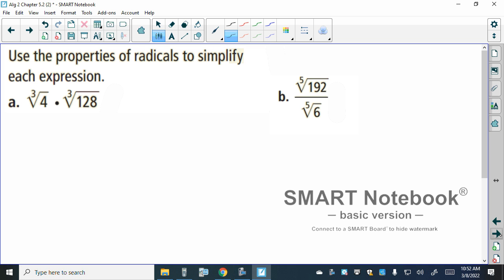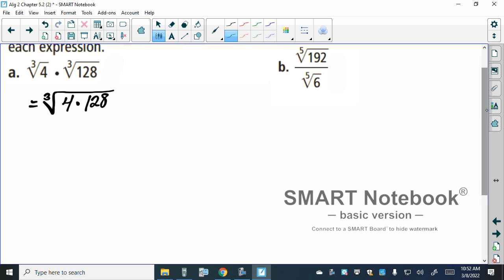Now the next one we have the third root of 4 times the third root of 128. Well, we can't take the third root of 4 and get a nice even number, and we can't take the third root of 128 and get a nice even number separately. But our multiplication property says that this is also the same as the cubed root of 4 times 128. And 4 times 128 is 512.